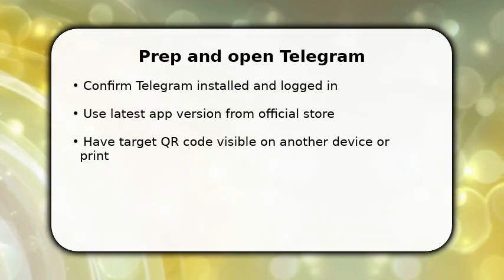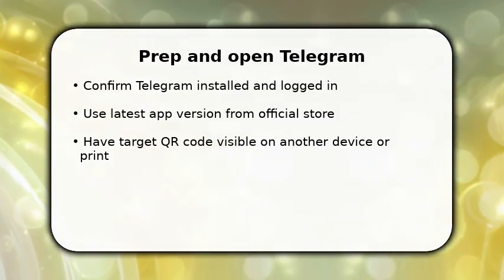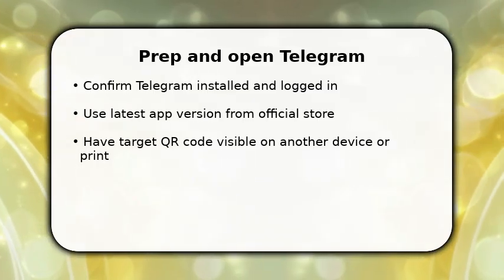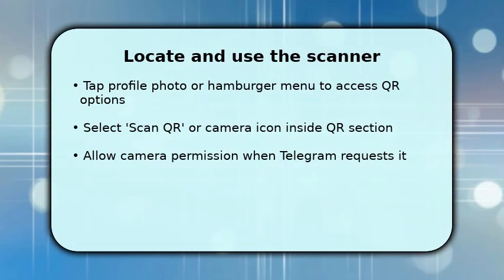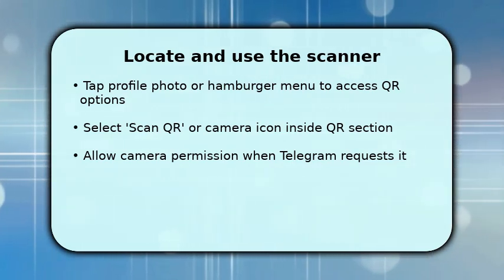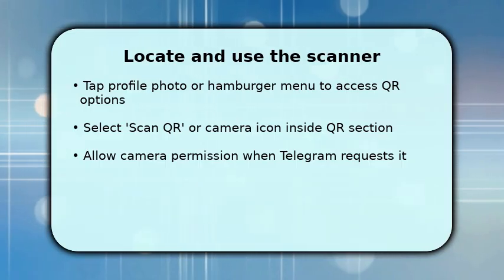Now tap the main menu or profile area, that's where the QR access lives, and be ready to follow the app's prompts to open the scanner. You then navigate to the QR section inside Telegram. Tap your profile photo or the menu, look for the small QR icon, and choose Scan QR.